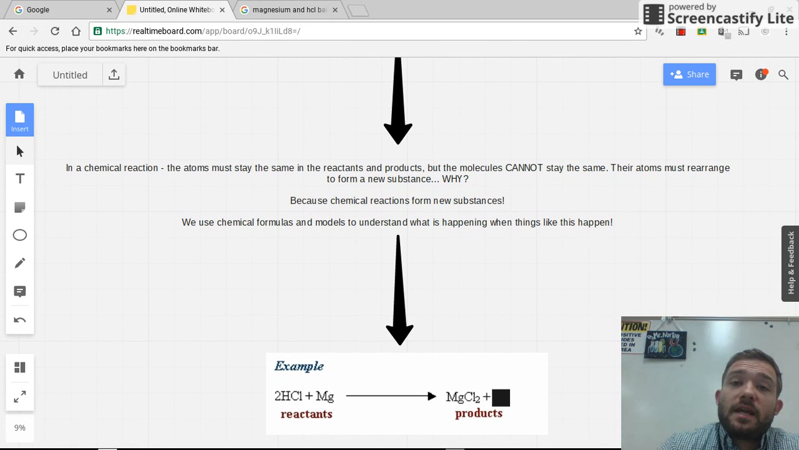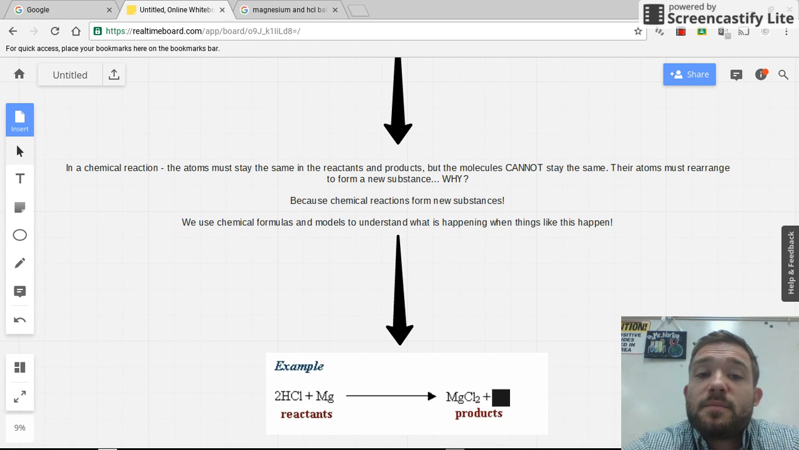This is why, in a chemical reaction, the atoms must stay the same in the reactants and products, but the molecules cannot stay the same. The molecules have to change. That is what a chemical reaction is. The atoms must rearrange to form a new substance. Why? Because chemical reactions create new substances, but they do not create atoms. They just rearrange them.